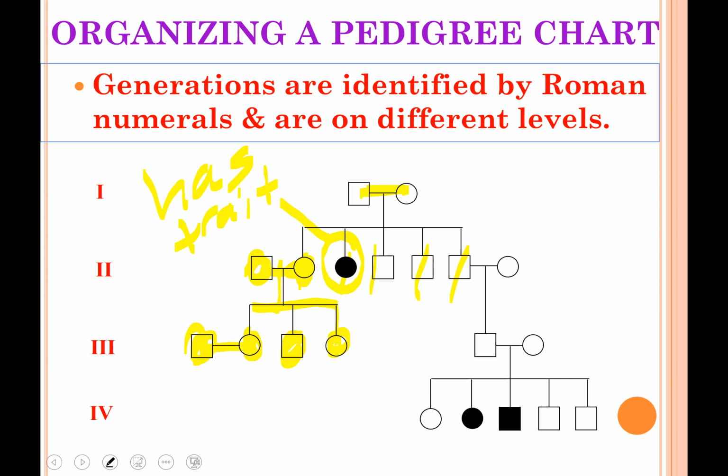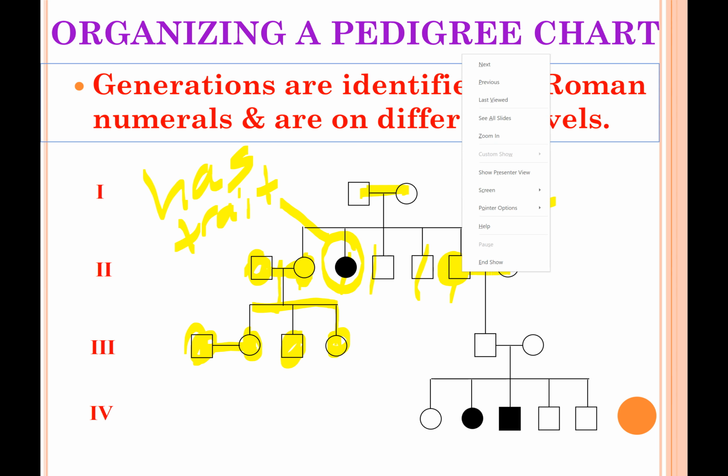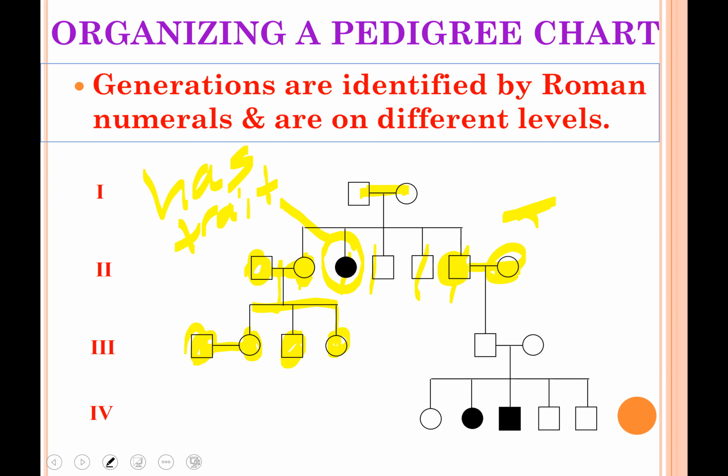And now let's go back up here. This male mated with a female. They had 1 son, who then mated with a female and had 5 kids. 2 of those kids have that trait. Notice that they're shaded.